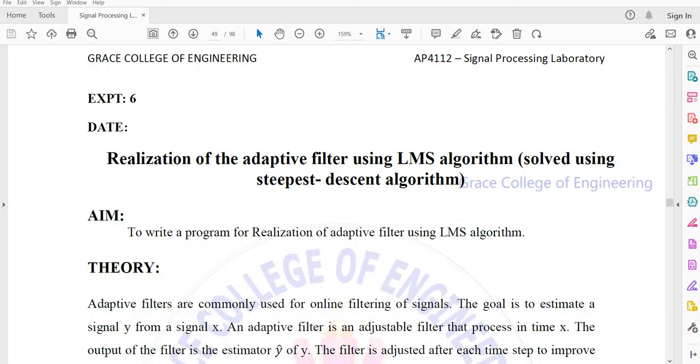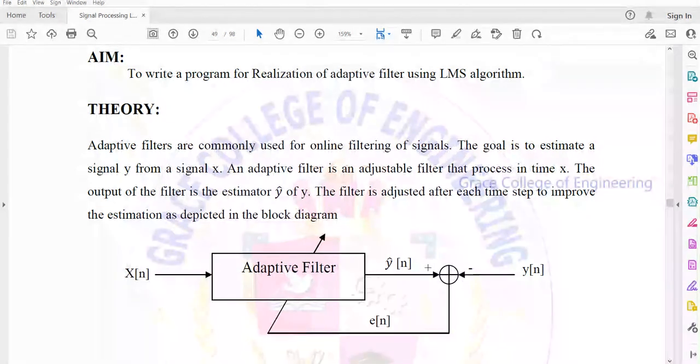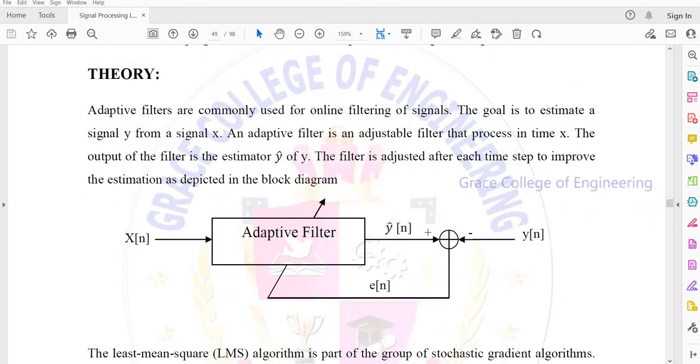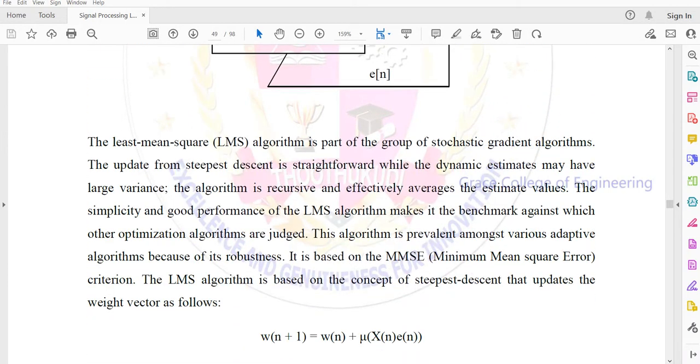So in this video we are going to see the realization of an adaptive filter using the LMS algorithm and solved using the Steepest-Descent algorithm. We have already seen about adaptive filters. It's just a type of filter where we can change the filter coefficients based on the time-varying input signal. So in this experiment we are using the least mean square algorithm.